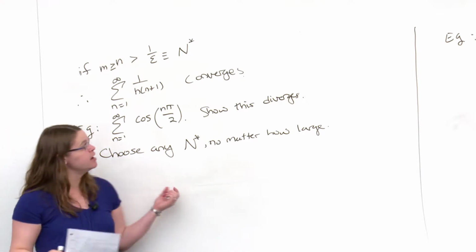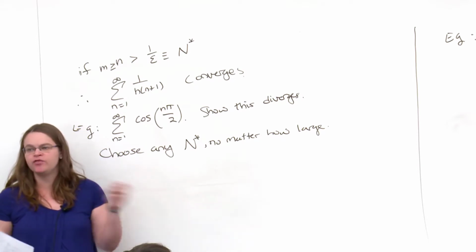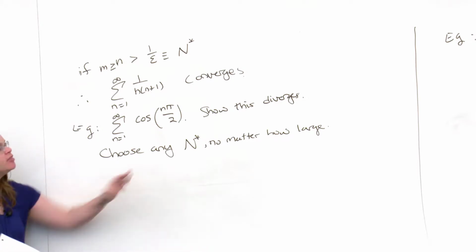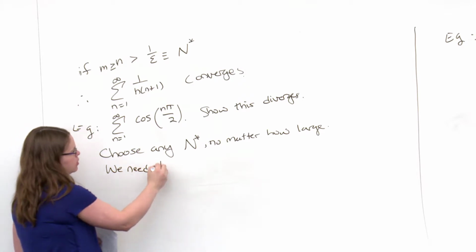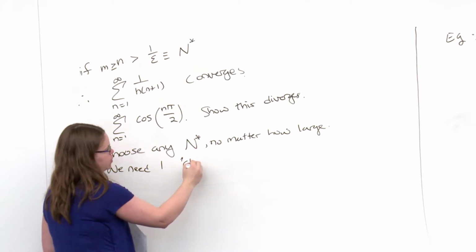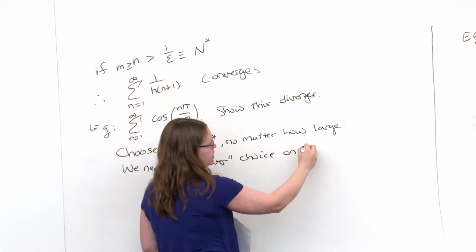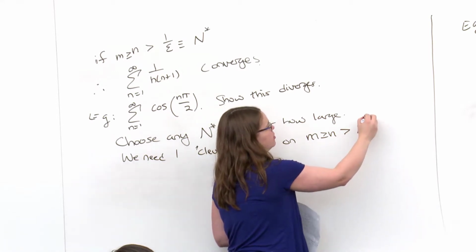The other thing is, I don't need to show that something is going to break for all possible choices of n and m. I just need to find one case where it breaks. If I can find one case where it breaks, then the whole definition falls apart. So we just need to make one clever choice of n and m that are bigger than this. So we need one sort of clever choice of n and m that are bigger than n star.